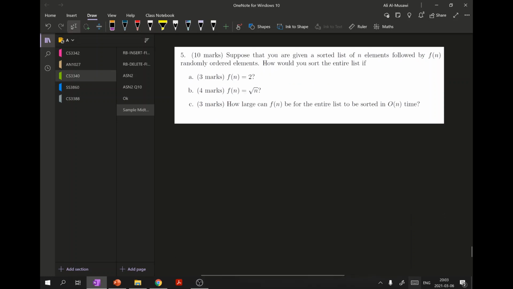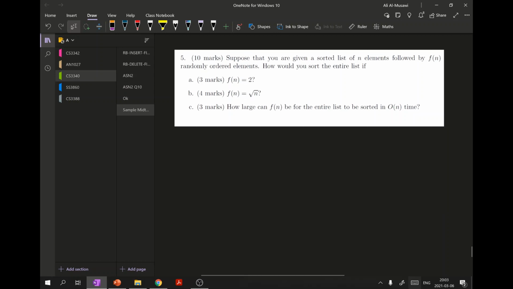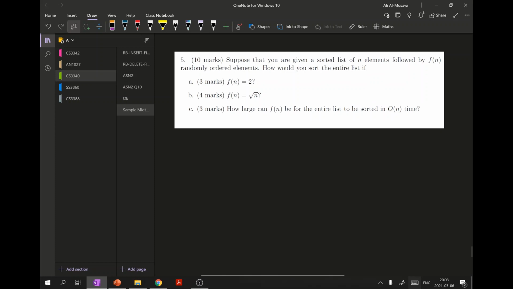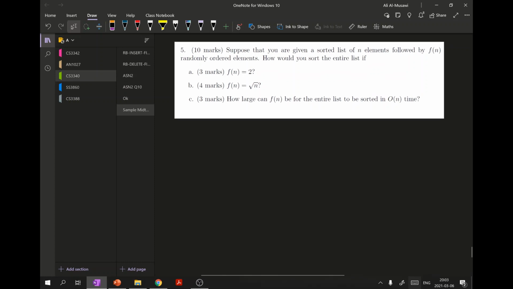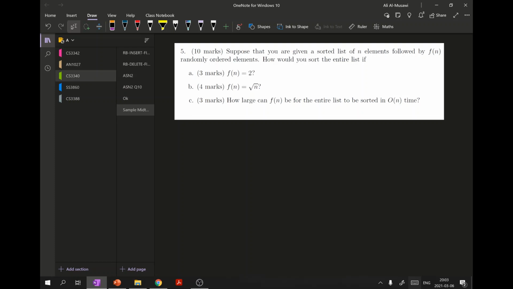Hello, in this tutorial I'll show you how to solve question 5 of the sample midterm for CS3340B. To do this question, you just have to fall back to the most efficient sorting algorithm you know, which is merge sort. You could of course use heap sort if you like, but they're both n log n, but I prefer merge sort.